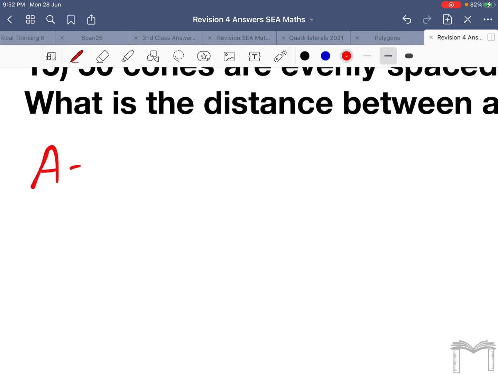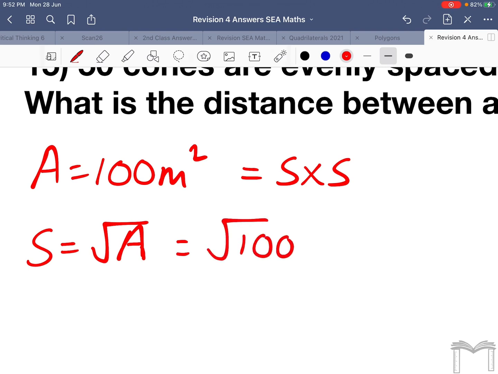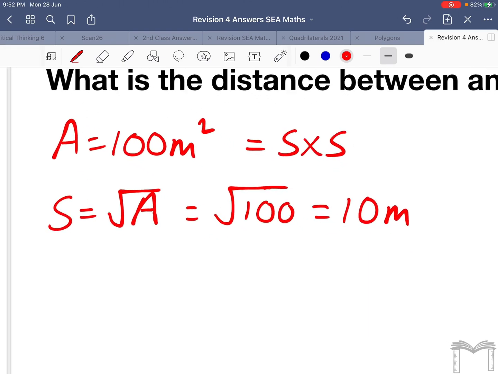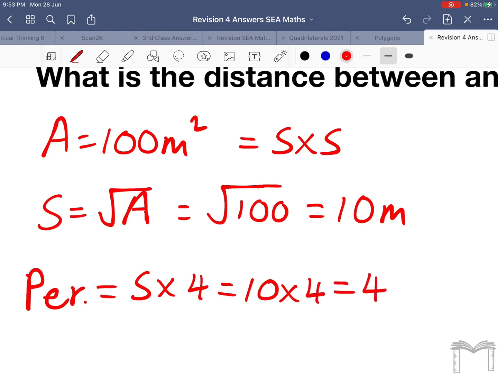The area of the square is given to be 100 meters squared. We know area is equal to side times side. So some number times itself will give you 100. Or in other words, side is equal to the square root of the area of the square. So the square root of 100 will give you the length of one side, which is 10 meters. The perimeter of the square is equal to side times 4, which is 10 times 4, which is equal to 40 meters.